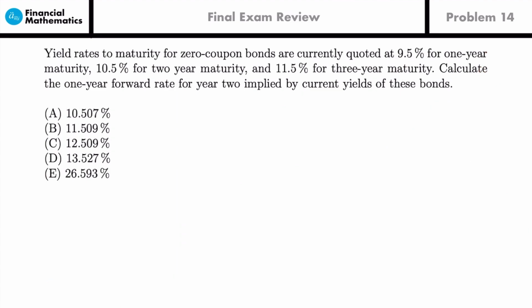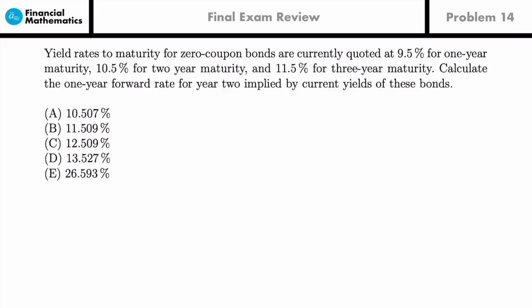For problem 14, we have yield rates to maturity for zero coupon bonds are currently quoted at 9.5% for 1-year maturity, 10.5% for 2-year maturity, and 11.5% for 3-year maturity. Calculate the 1-year forward rate for year 2 implied by current yields of these bonds.